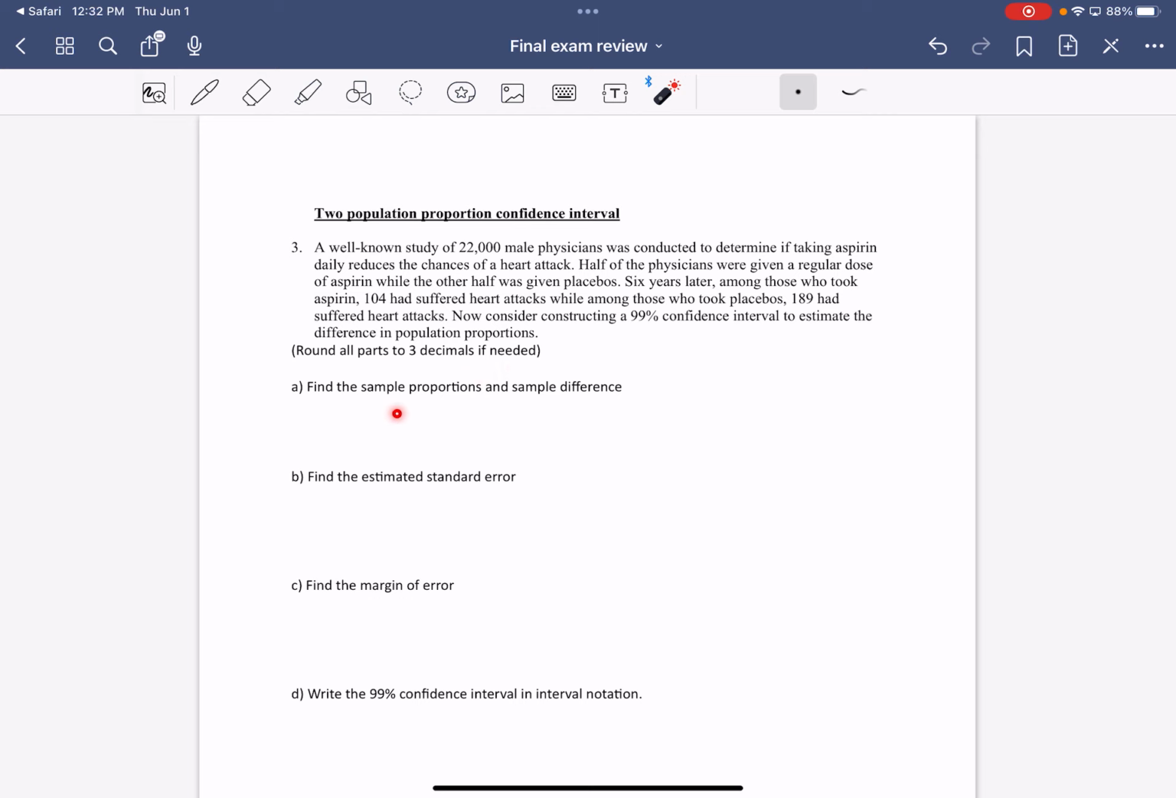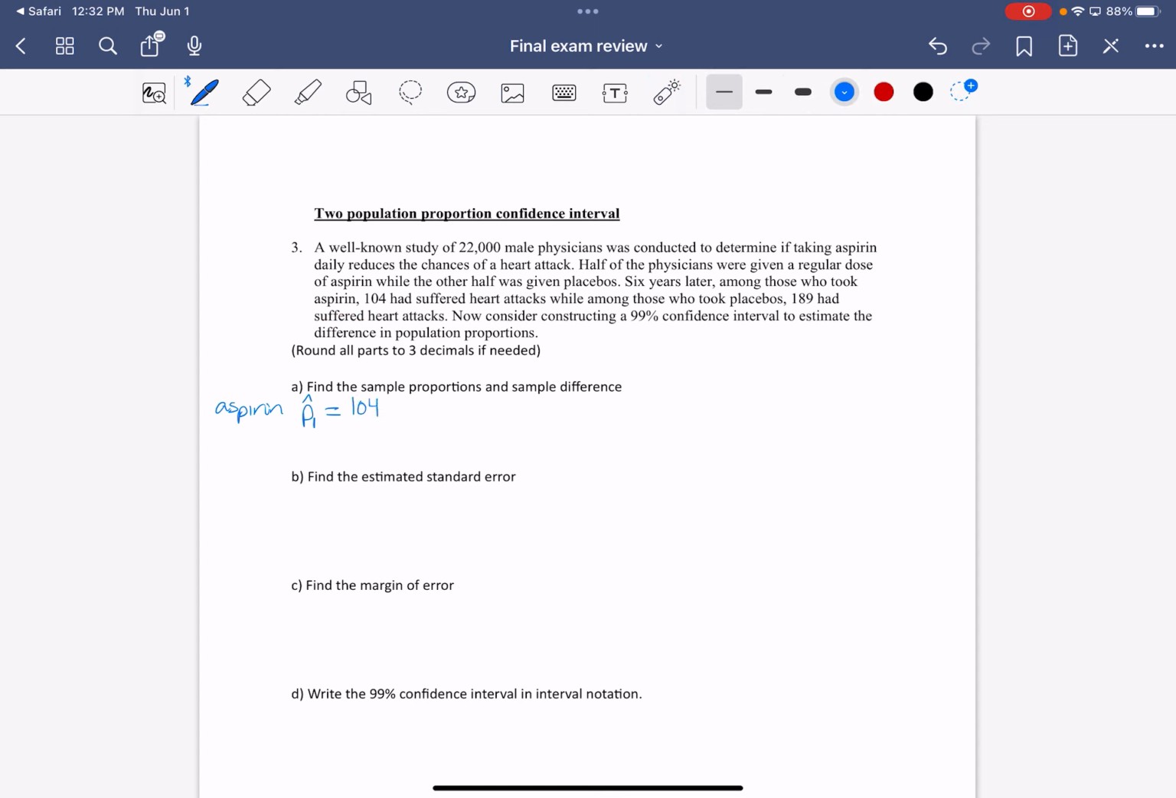Part A, find the sample proportions and sample difference. Okay, so we're going to have 2 different sample proportions, right? Because one group took aspirin and the other group took the placebo. So I'm going to call the first group aspirin. I'm going to call that my P sub 1 hat. So how many of the people who took aspirin had heart attacks? 104, right? Among those who took aspirin, 104 had heart attacks.